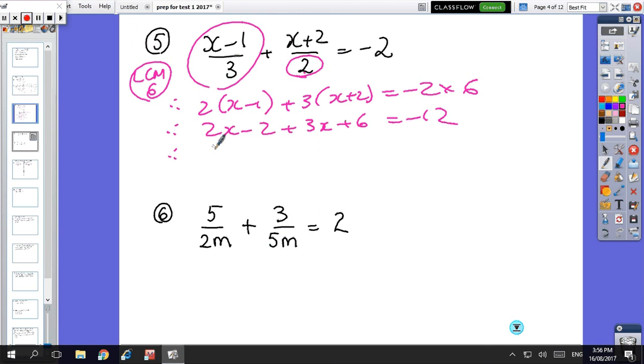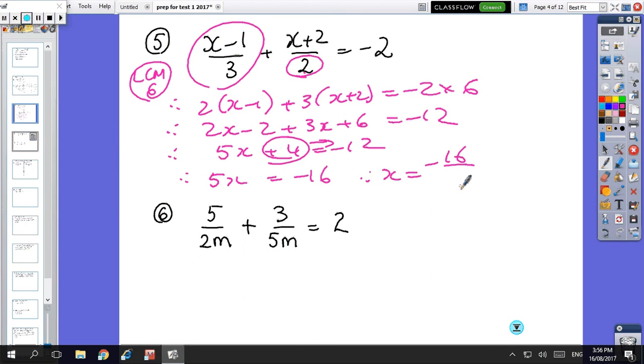Collect like terms, so 5x. Okay, so I've got 5x plus 4 equals minus 12. 4 goes away. 5x equals minus 16. So x equals minus 16 over 5. Okay, next one.